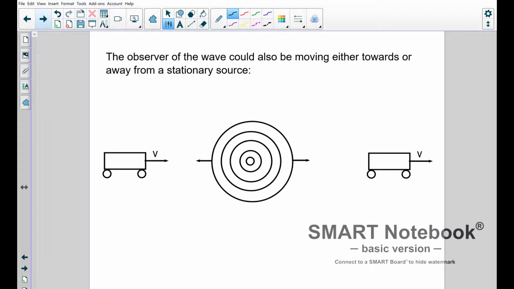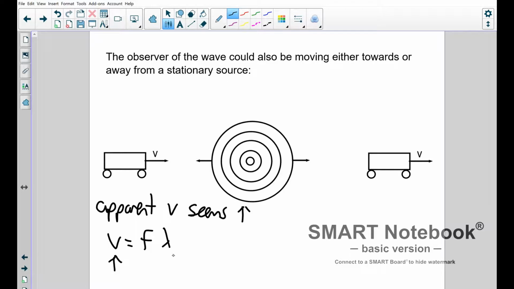If I'm moving towards these waves, that apparent velocity seems higher. From my perspective, I see those waves approaching me at a higher speed than what would be measured based on the medium. So by the same mathematical logic, this seems higher. The wavelength doesn't appear to change. They're still equally spaced here. So that means I would observe a higher frequency or a higher note.